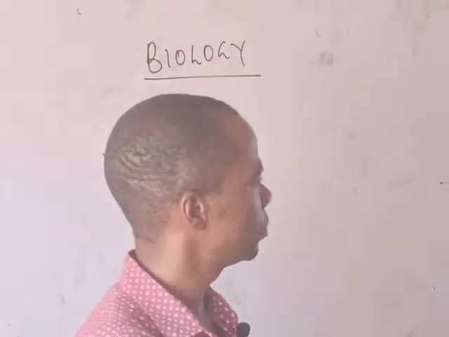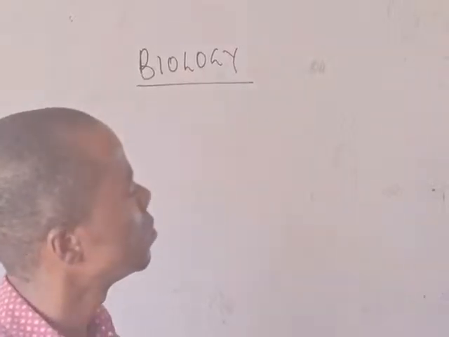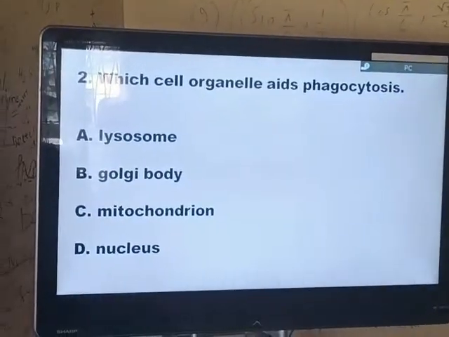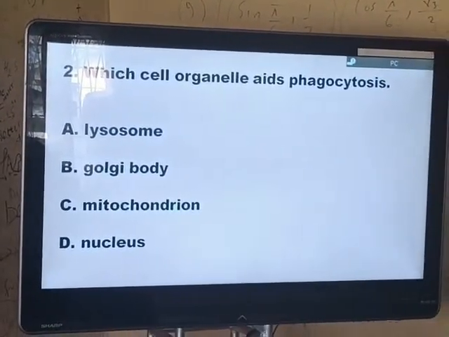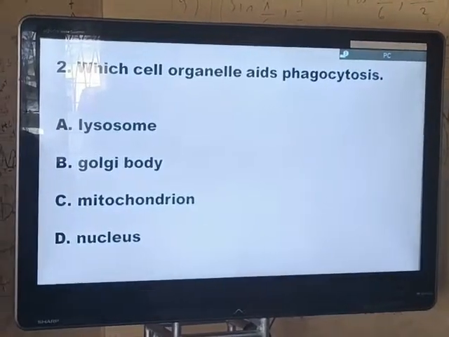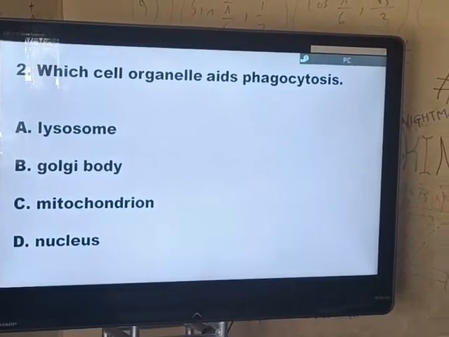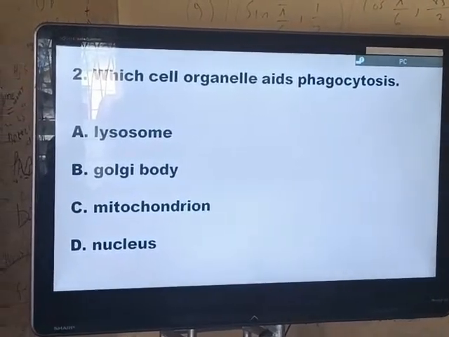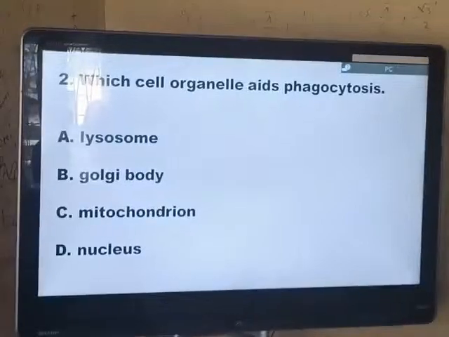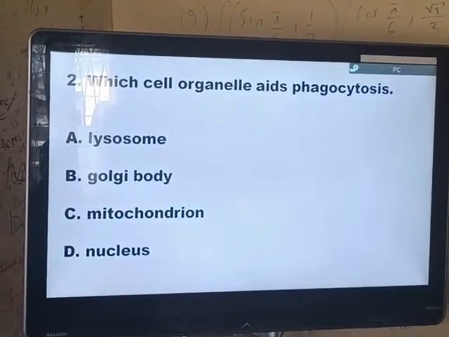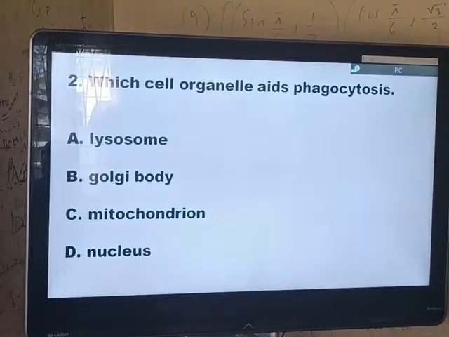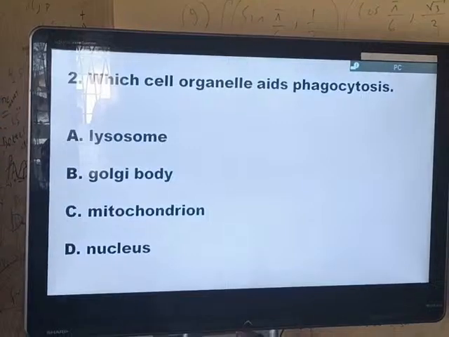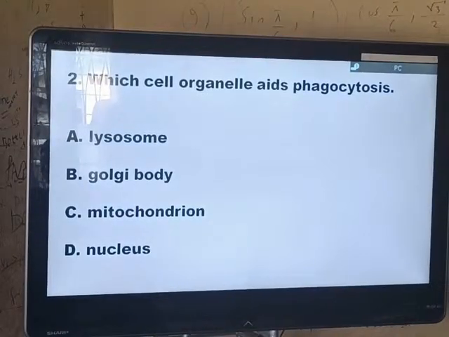Let's go to number two. Which cell organelle aids phagocytosis? To start with, phagocytosis occurs when a pathogen, be it a bacterium, a virus, or a fungus, is detected by the body, and then it is engulfed by white blood cells. And then the lysosome now comes in, attaches itself to such a pathogen, and actually releases the hydrolytic enzyme to digest and break down such a pathogen.